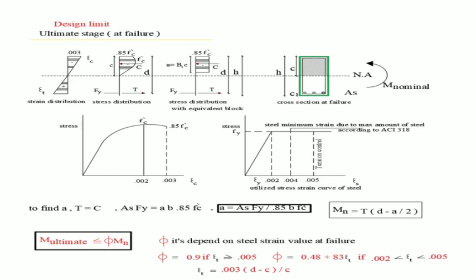But in design, we use something called M ultimate, which will be equal to or less than phi M nominal, where phi is a factor that depends on the steel strain value at the failure mode. So phi equals 0.9 if epsilon t, or epsilon at the rebars, is higher than or equal to 0.005, which is the tension control section. Also phi equals 0.48 plus 83 epsilon t if epsilon t is bigger than 0.002 and less than 0.005, where 0.002 is the compression control section and 0.005 is the tension control section. To calculate epsilon t or epsilon s, we use similar triangles, and it equals 0.003 times (d minus c) divided by c.